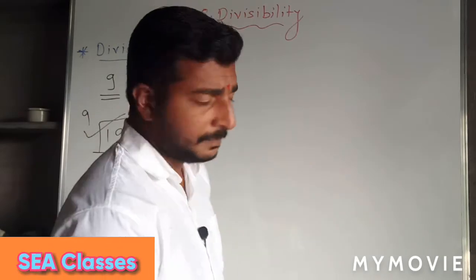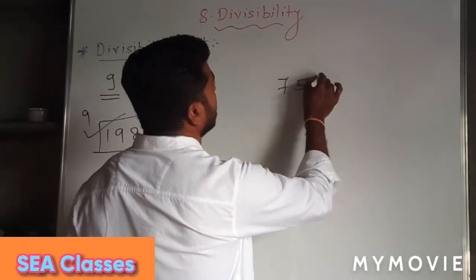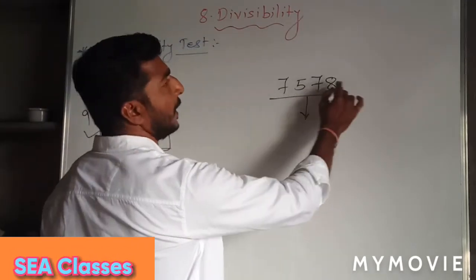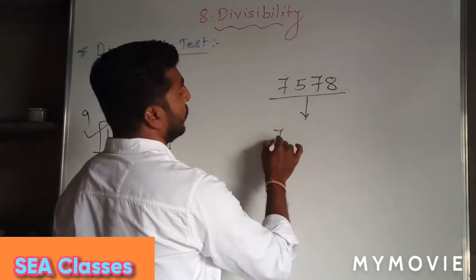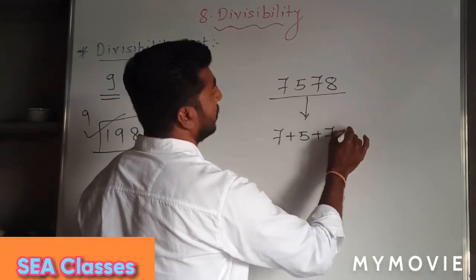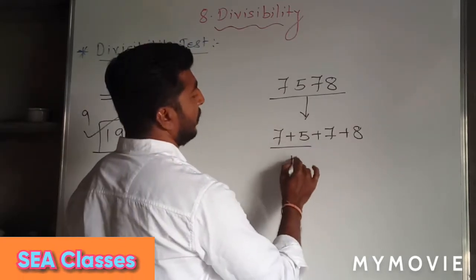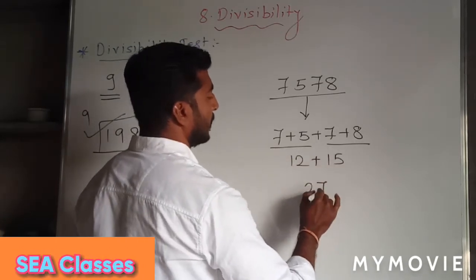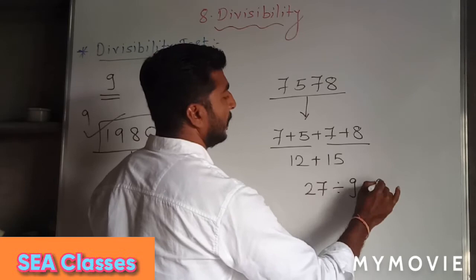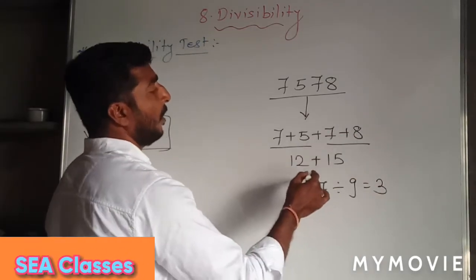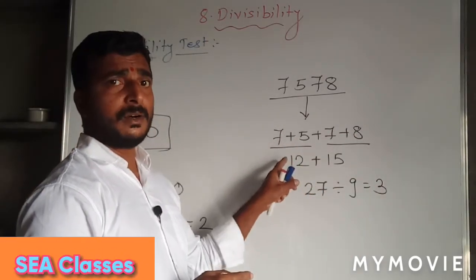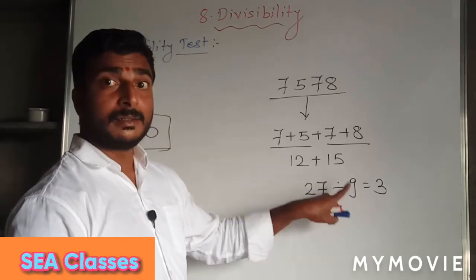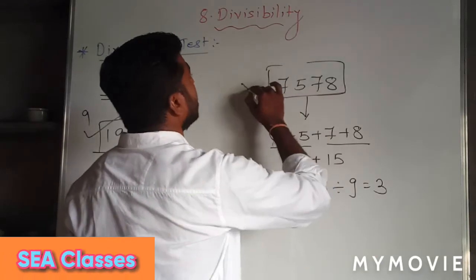Now we will take another number: 7578. What does the test of divisibility of 9 say? You have to add all the digits in the given number. So 7 plus 5 is 12, plus 7 is 19, plus 8 is 27. If you divide 27 by 9 you get 3. That means the sum of the digits of the given number is divisible by 9, so the given number is divisible by 9.